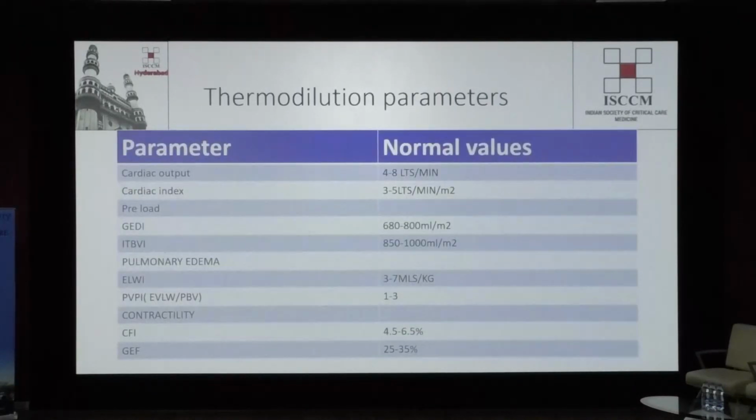So these are the various thermodilution parameters which you get while using PiCCO: the cardiac output, cardiac index. Preload, which might be the global end-diastolic index or intrathoracic blood volume index. Pulmonary edema, as I said, is the extravascular lung water index or pulmonary vascular permeability index. There is one more called the permeability index of the pulmonary vasculature, where the extravascular lung volume is divided by your pulmonary blood volume. Contractility of the heart is given by your cardiac function index, and then global ejection fraction.